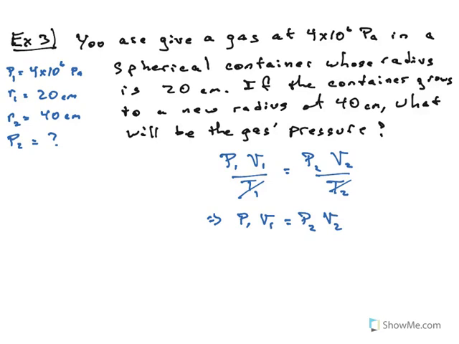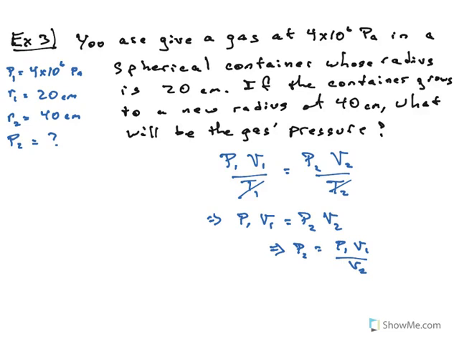What is it I'm looking for? I'm looking for P2, so I'll go ahead and solve this equation. P2 is P1 V1 over V2. I just divided the V2 over. So that's what I need. I need the original pressure, I need the original volume, and I need the final volume. Well, I have the original pressure, so that's good, but I don't have the volumes yet. What I know is the radius of the container and its shape, which is a sphere. So I need to use that information to calculate the volume.